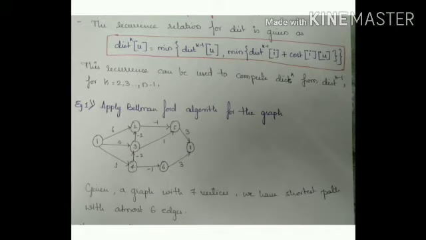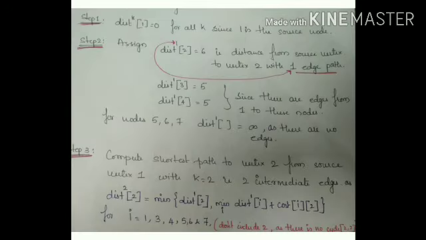So this recurrence relation can be used to compute the values from dist raised to 1 till dist raised to n minus 1, as for any graph given with n number of vertices, you can have a shortest path consisting of only n minus 1 edges. So now let us look at how exactly this recurrence relation works with the help of an example.